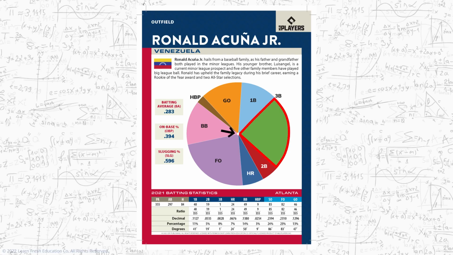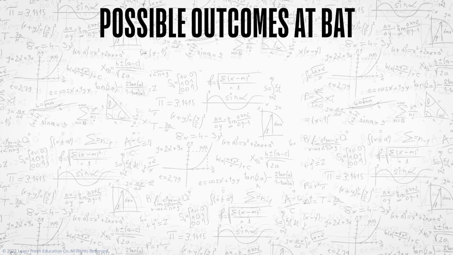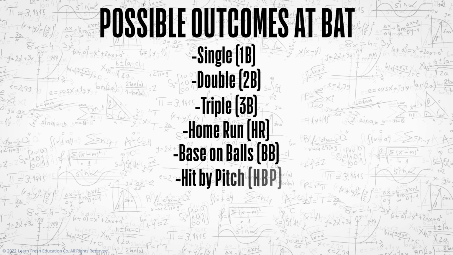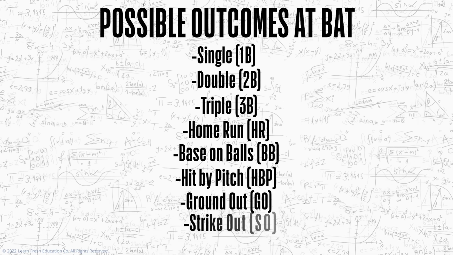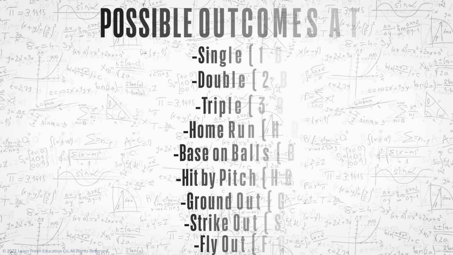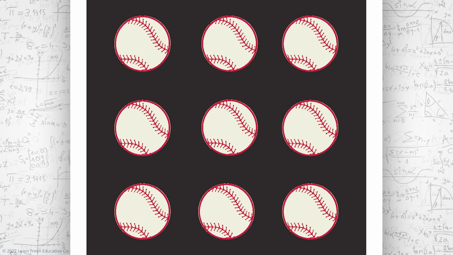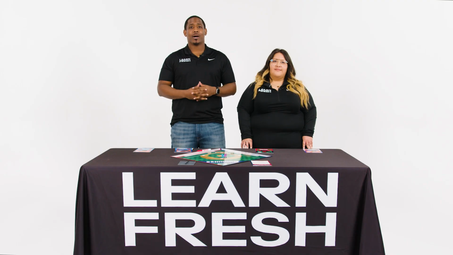The color region where the spinner lands determines the outcome of that at-bat. The possible outcomes of an at-bat appearance include a single, double, triple, home run, base on balls, hit by pitch, ground out, strikeout, or fly out. You can find these batting outcomes directly on the board game, underneath your team name. Refer to this legend to determine how to move each batter and any other runners on base, which are represented by these baseball tokens. Each game box comes with 8 baseball tokens, 4 for each team.